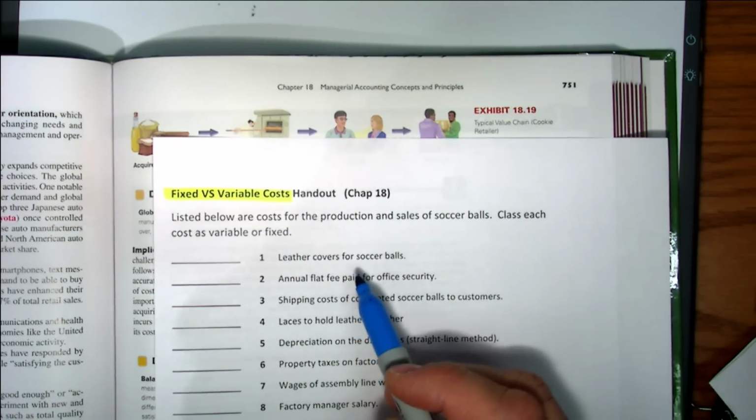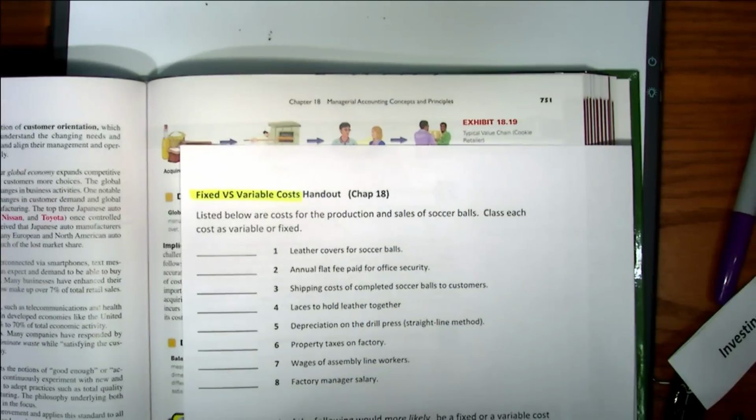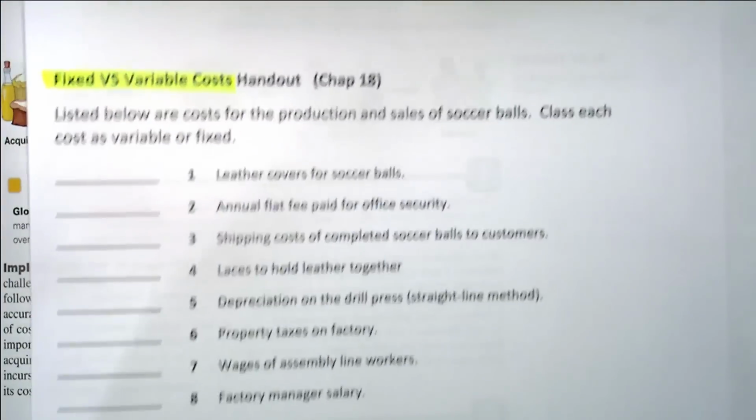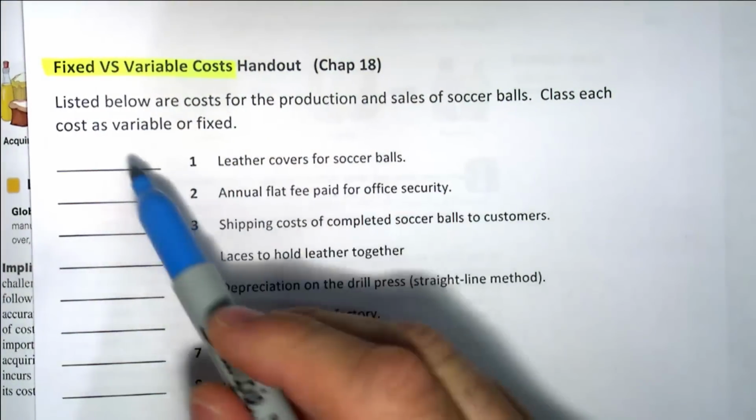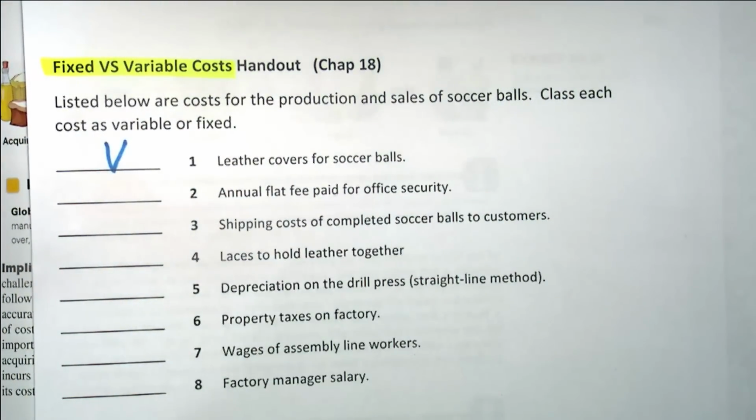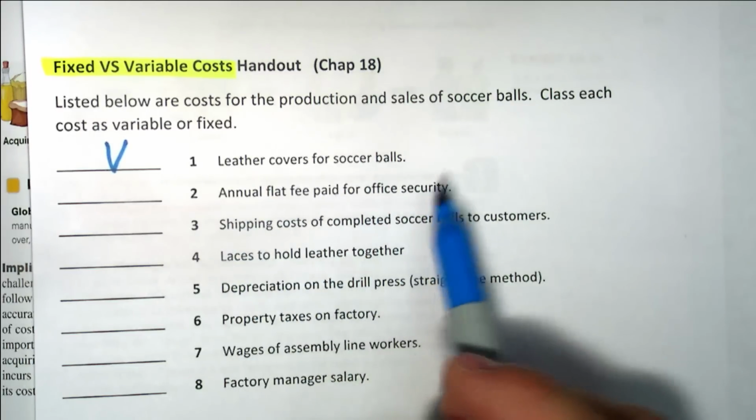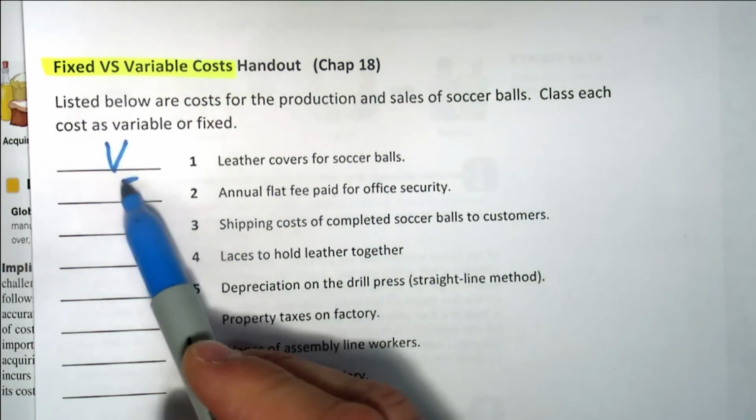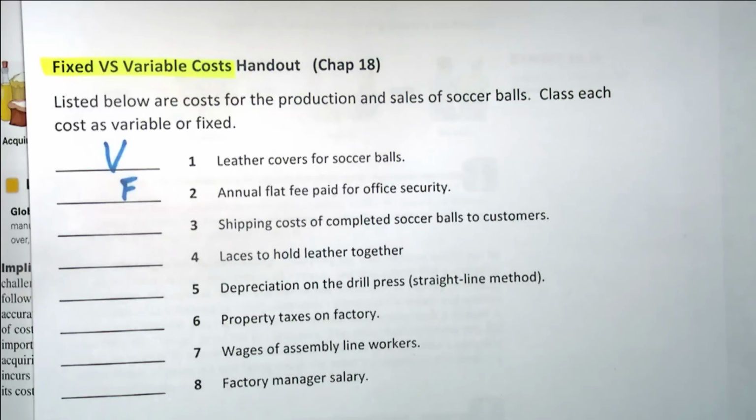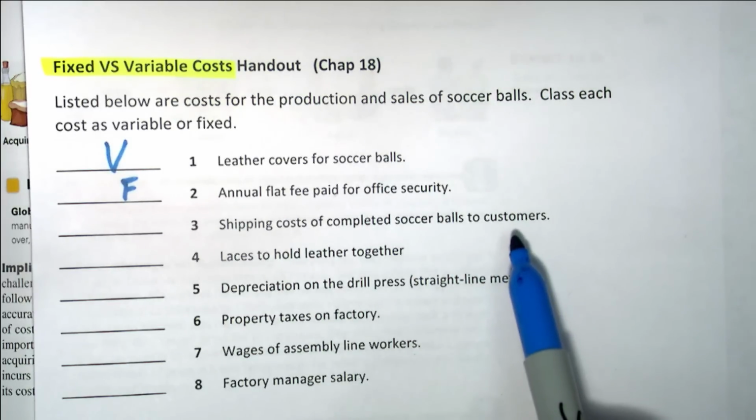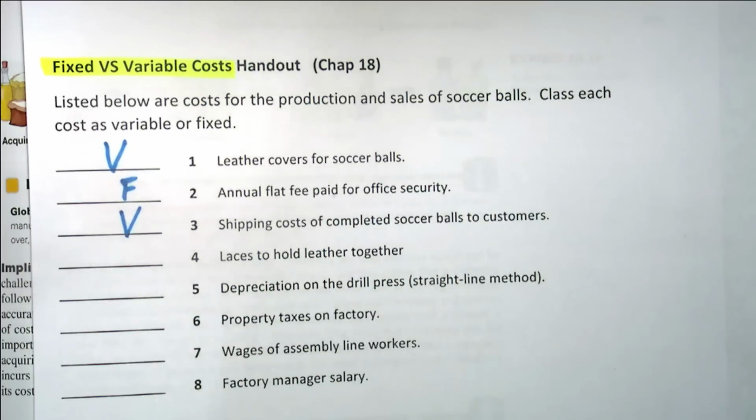All right, leather covers for soccer balls. Variable, right? The more soccer balls you produce, the more you'll spend on leather covers, okay? Annual flat fee paid for office security? Fixed. Shipping costs of completed soccer balls to customers? Variable. That would be variable, okay? The more you sell, the more your shipping costs will be in total. Laces to hold the leather together? Variable.